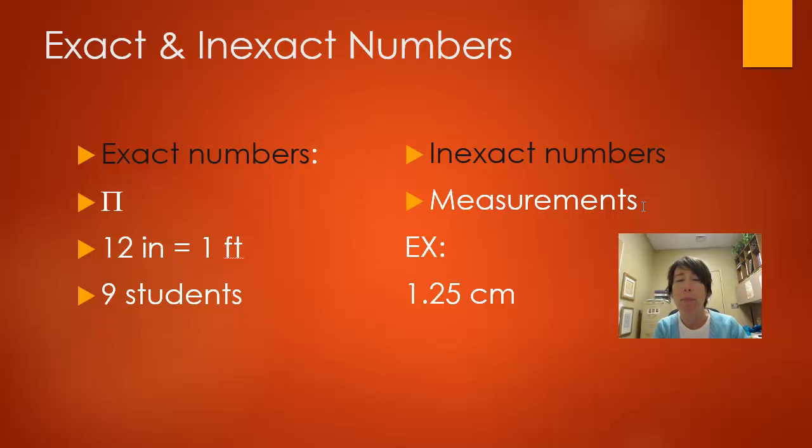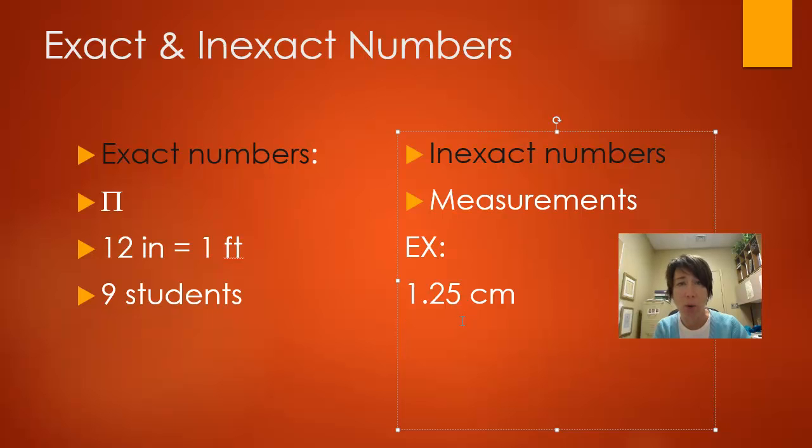On the other hand, measurements are considered to be inexact. There is always some uncertainty in a measurement that is due to the limitations of the measuring device. So let's take a look at this measurement here, 1.25 centimeters. First, we notice that the measurement is written out to the 100th place. We do not know what the value in the 1,000th or the 10,000th or the 100,000th place is. So all the place values smaller than the 100th place value are unknown. So that's uncertain.